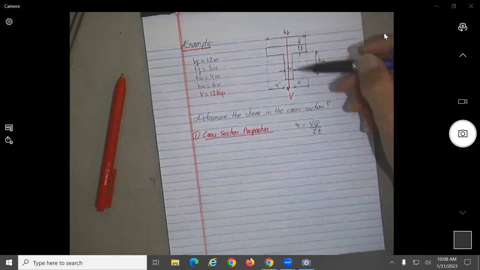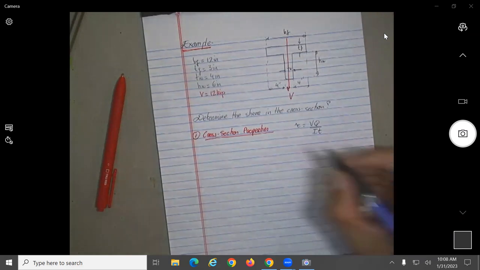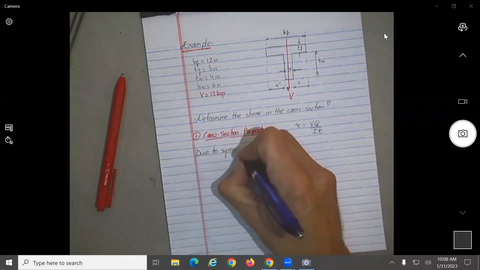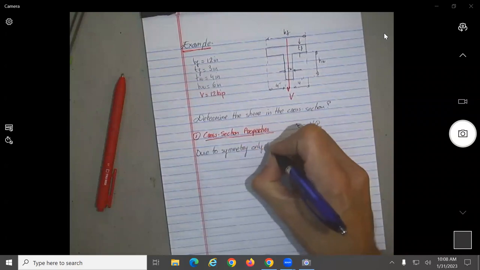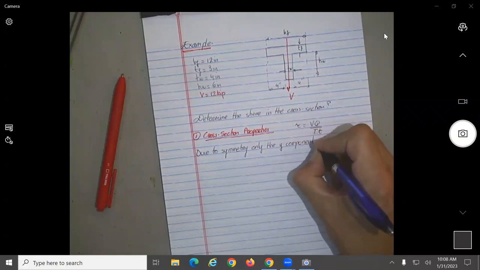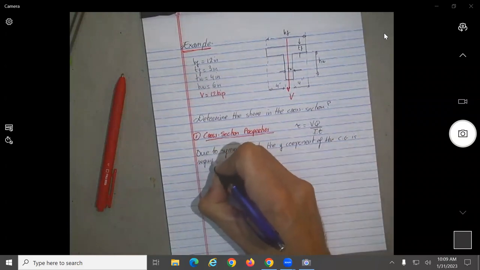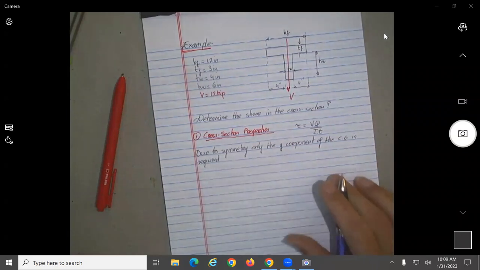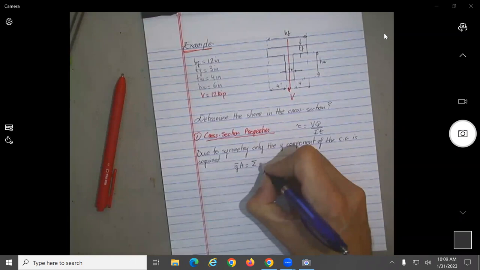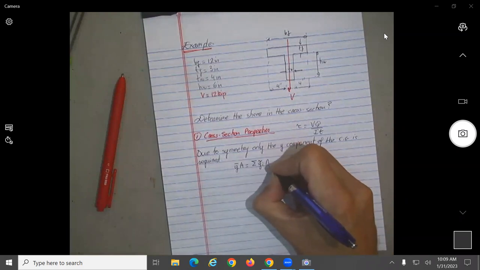The neutral axis, because this is symmetric, we only need to find the location in the y direction, which will be going through the centroid. So first thing we need to do, due to symmetry, only the y component of the CG is required. So basically the equation we're going to be using, we used it already before, is y bar times the total area will be equal to the summation of the individual CGs times the areas, y sub i times A sub i.